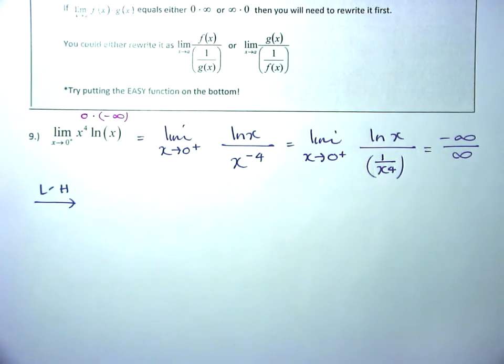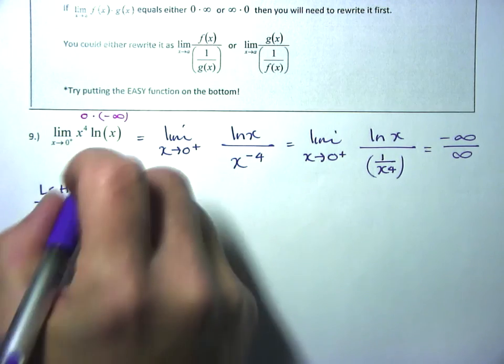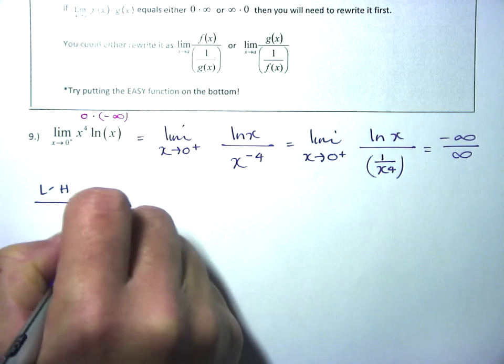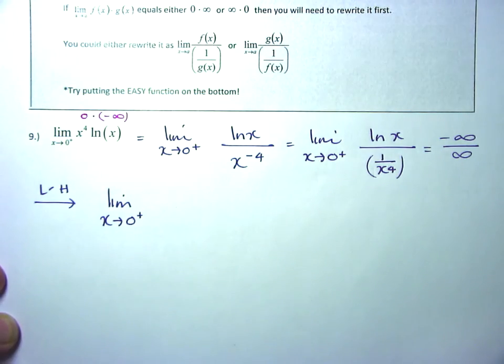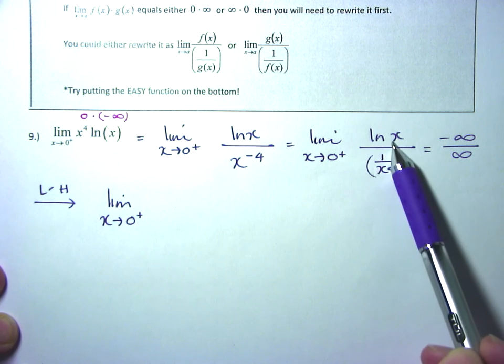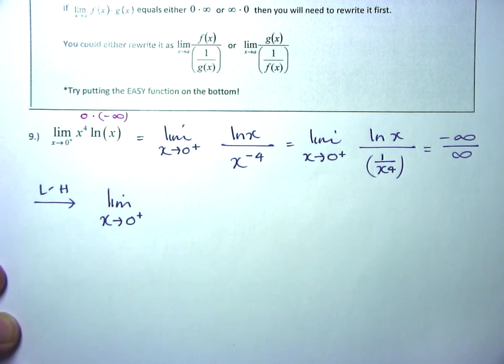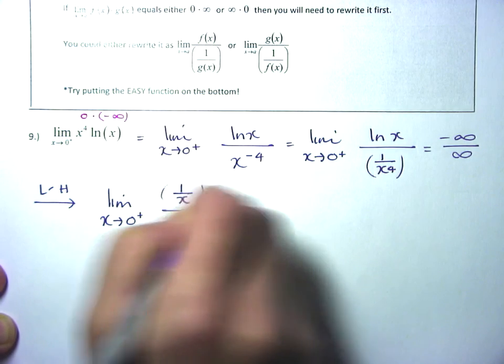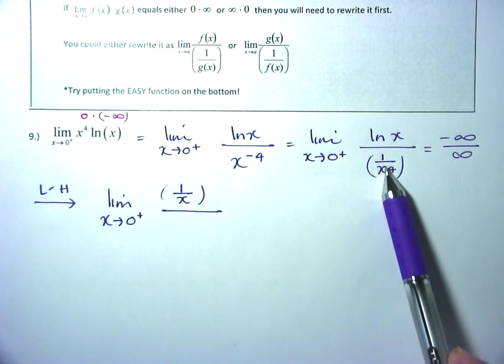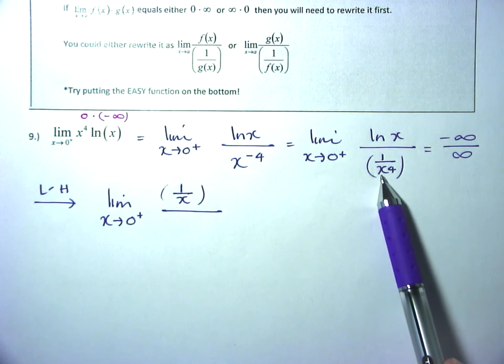So I'm going to use L'Hopital's rule. So this will be the limit as x approaches 0 from the right-hand side. All right, derivative of the top. The derivative of natural log of x is equal to 1 over x, divided by the derivative of 1 over x to the power 4.